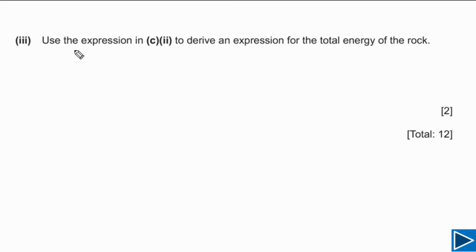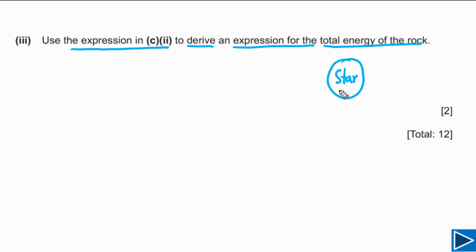For the last part, the question is asking us to use the expression in the second part to derive an expression for the total energy of the rock. First of all, let's try to understand what is total energy of the rock. So this is our star. Simply you can imagine that this one is the star and the mass of this one is capital M. And the rock is here, its mass is small m, and this rock is orbiting around this star like this.